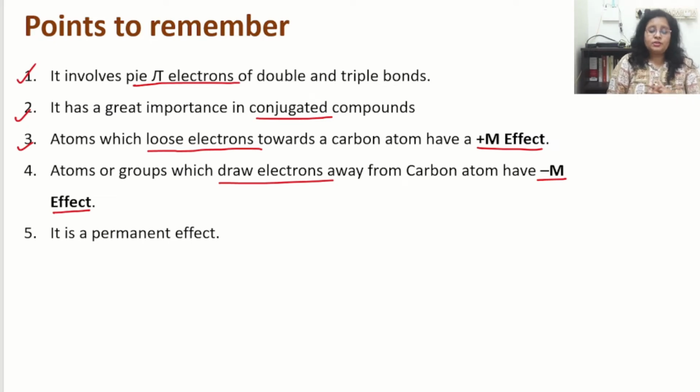If the effect is observed when the transfer of electron is towards the atom from the conjugated system, then we can say the atom has the minus M effect. Okay. And next point, as I already told, it is a permanent type of effect. It doesn't require any reagent to behave polarized. Now, we will study plus M and minus M effect.